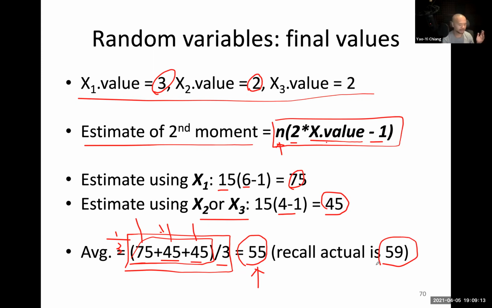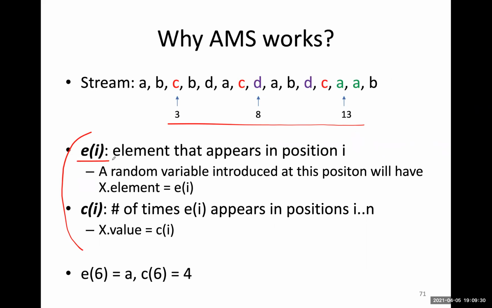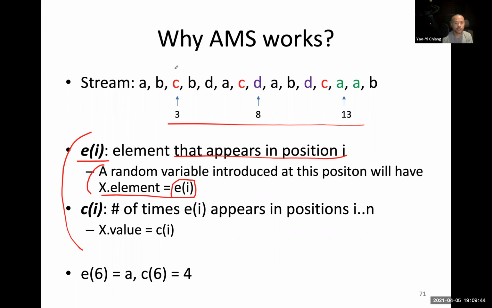But we know how this works, but why does it work? Let's look at the algorithm again. This is your data stream, and you introduce three random variables, and let's look at some terminologies. So first, you have E_i. This is the element that appears in position i, and this is a random variable introduced at the position. It will have something like this, right? So for example, E3 will be C. And C_i is the number of times that E_i, or in this case, C, appears in positions from i till the end. That will be your X value.